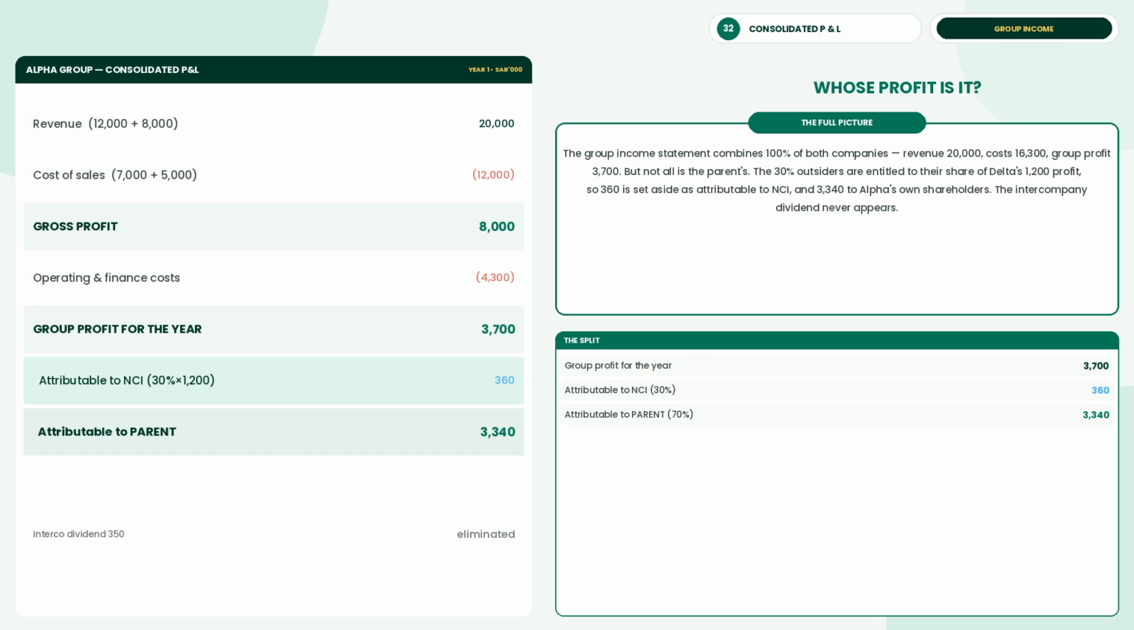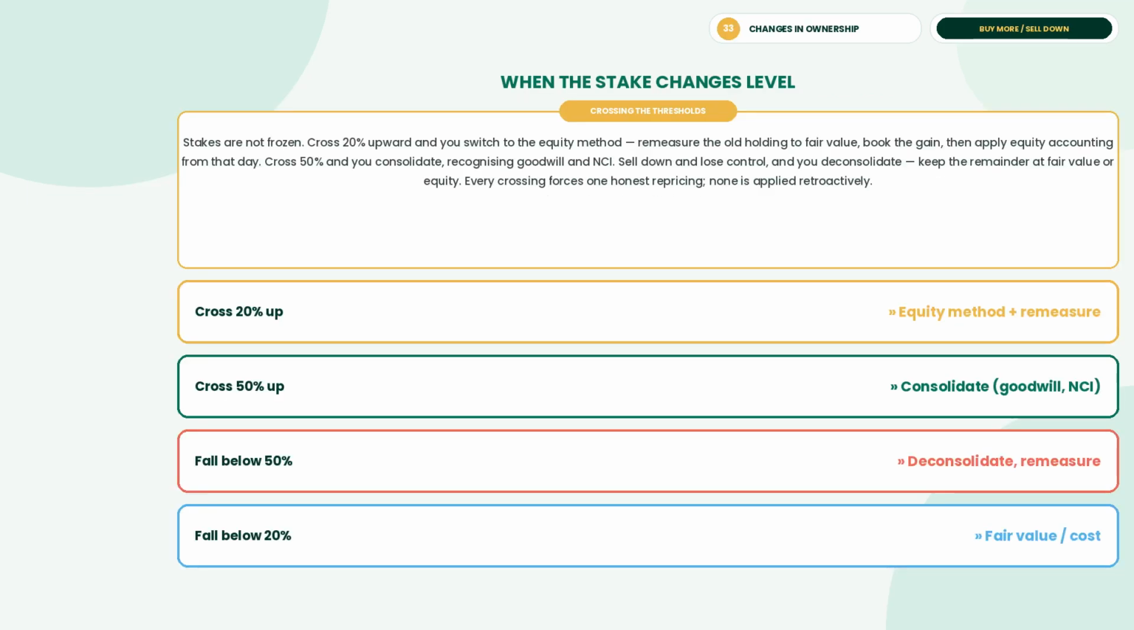Ownership levels can change. Crossing into significant influence normally moves an investment to the equity method from the date influence begins, with the required remeasurement of any old holding under the applicable framework. Crossing into control triggers acquisition accounting, goodwill, NCI, and consolidation. Losing control triggers deconsolidation and remeasurement of any retained interest. Falling below significant influence returns the investment to the relevant fair value or cost-based model. Never apply a new method retroactively without authority.